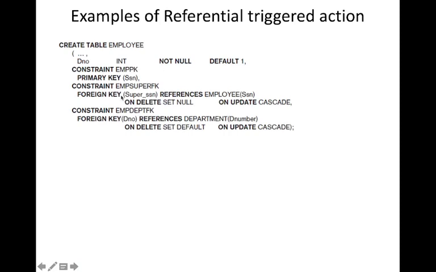Then, this is actually a continuation of the previous lecture. In the previous lecture I showed an example like this. I only mentioned the foreign key. I mentioned how to specify this triggered action: on delete set null, on update cascade. So here we are including another thing. You can specify a constraint like this also.